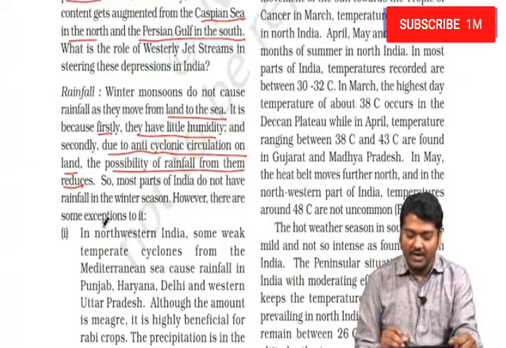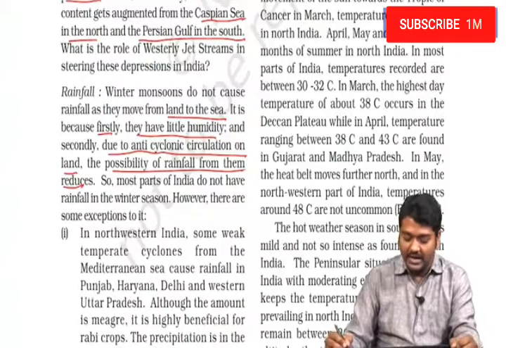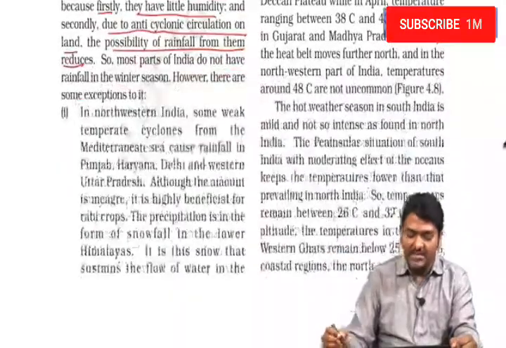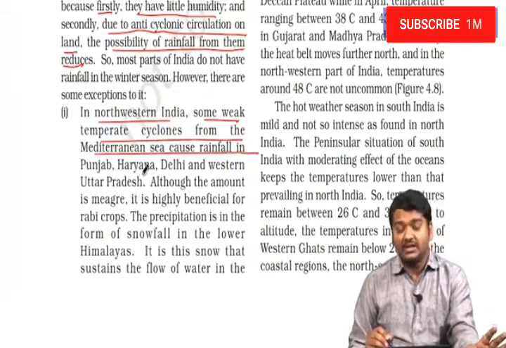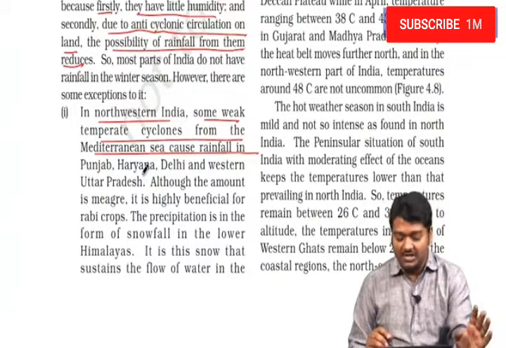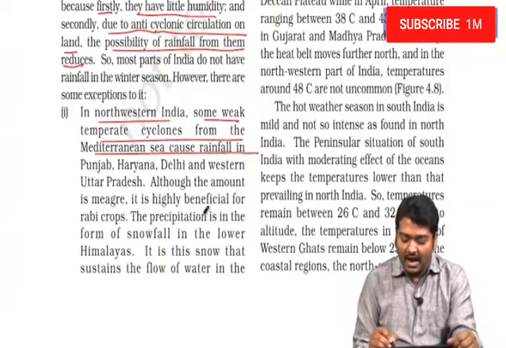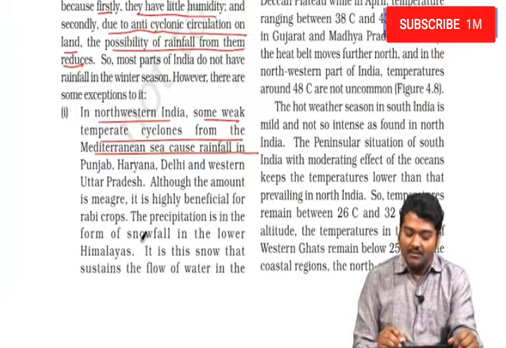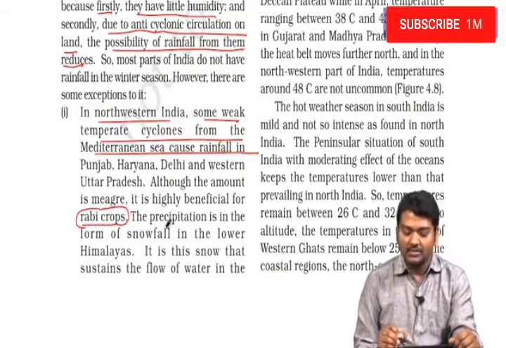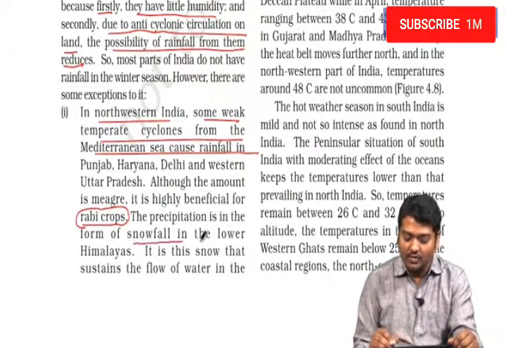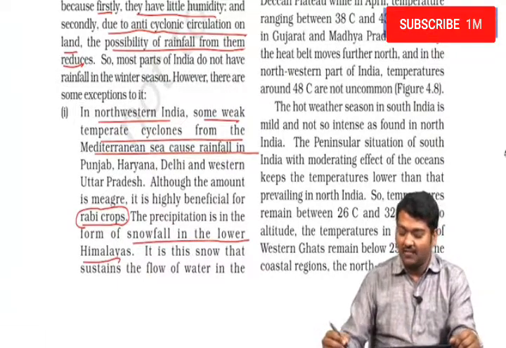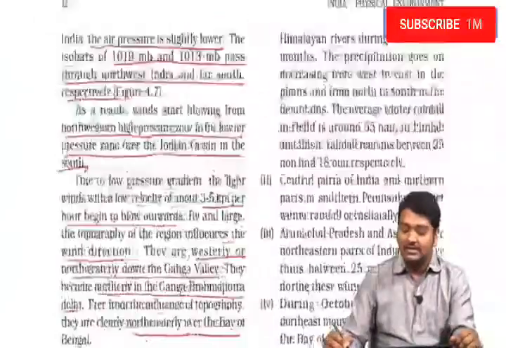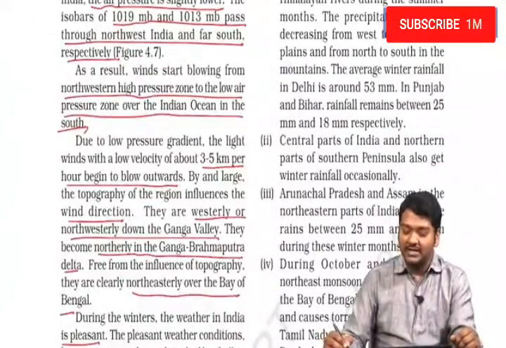So most parts of India do not have rainfall, but there are certain regions which receive rainfall. Which are they? In northwestern India, some weak temperate cyclones from the Mediterranean region come, and westerlies and the jet stream bring them. They are very few, but still give rainfall for the rabi crops, and the precipitation is in the form of snowfall in the lower Himalayas.